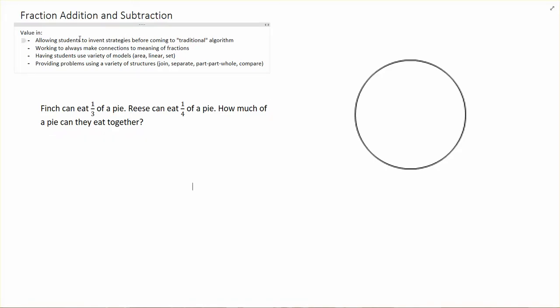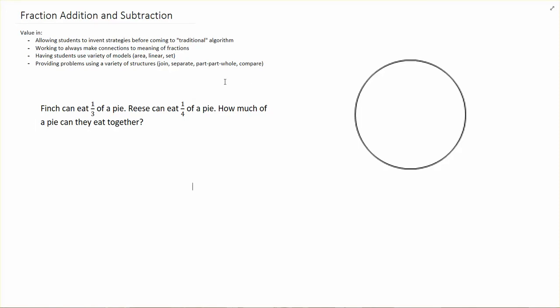For example, we talked about there being value in allowing students to invent strategies before coming to a traditional algorithm with whole numbers. Similar kind of thing with fractions. It's good for students to explore how they might solve a problem before we've tried to show them the traditional algorithm. Ultimately, we'd like to get them to the traditional algorithm, but when we build on a basis of understanding for them, it's more meaningful for them and they can actually make sense of and remember the traditional algorithm better then.